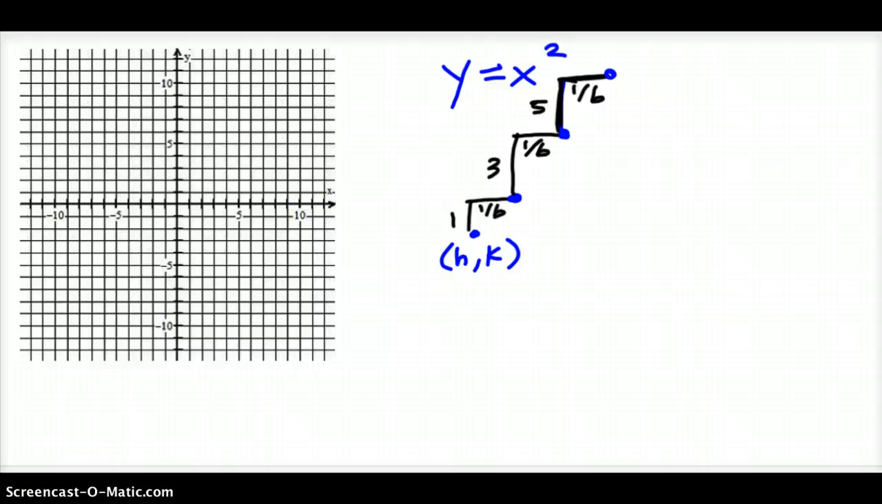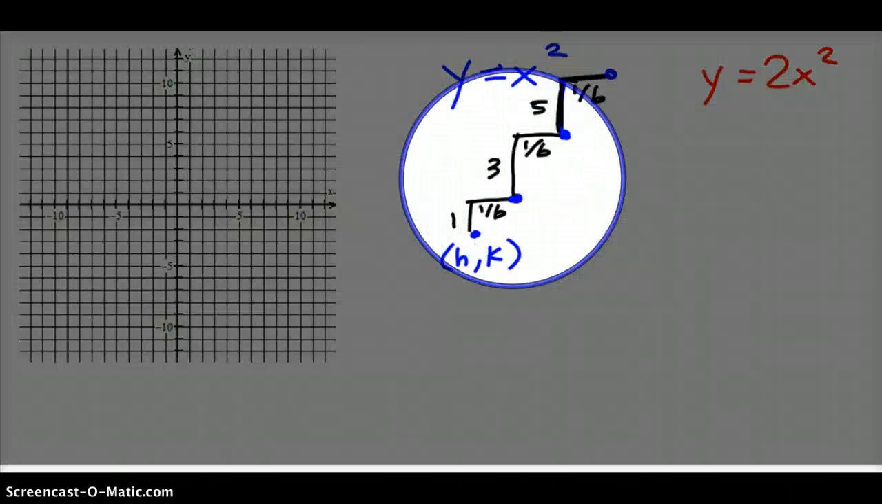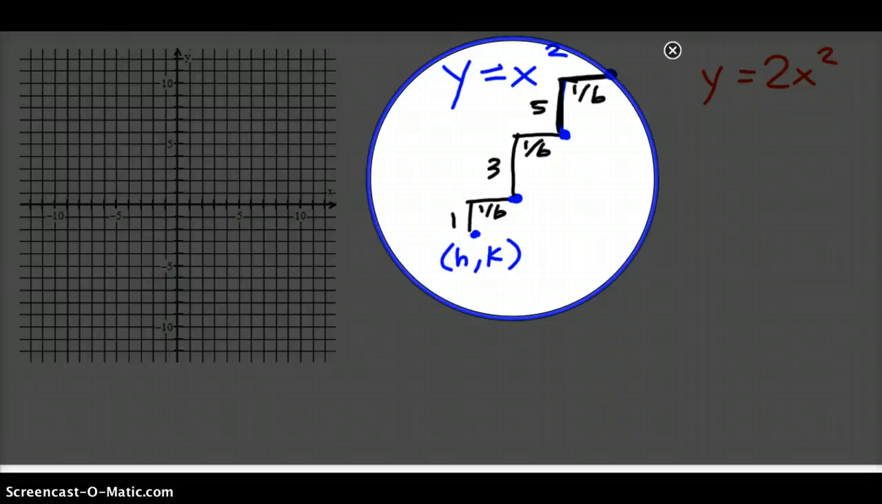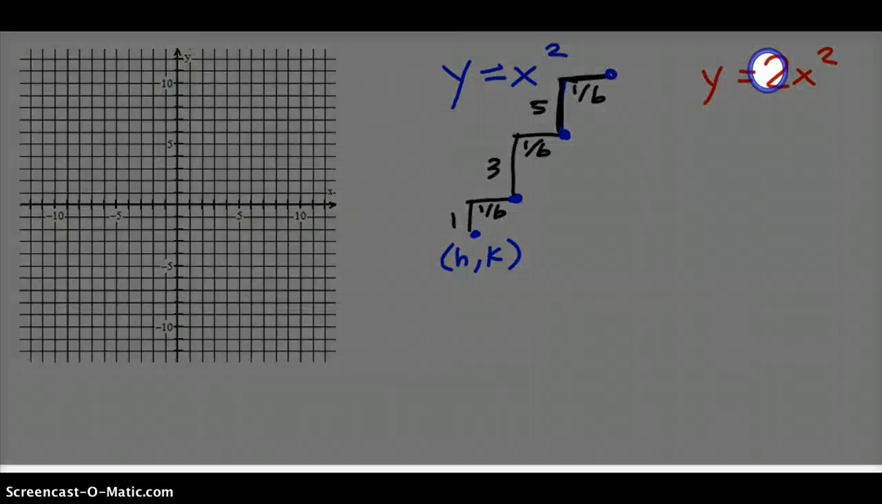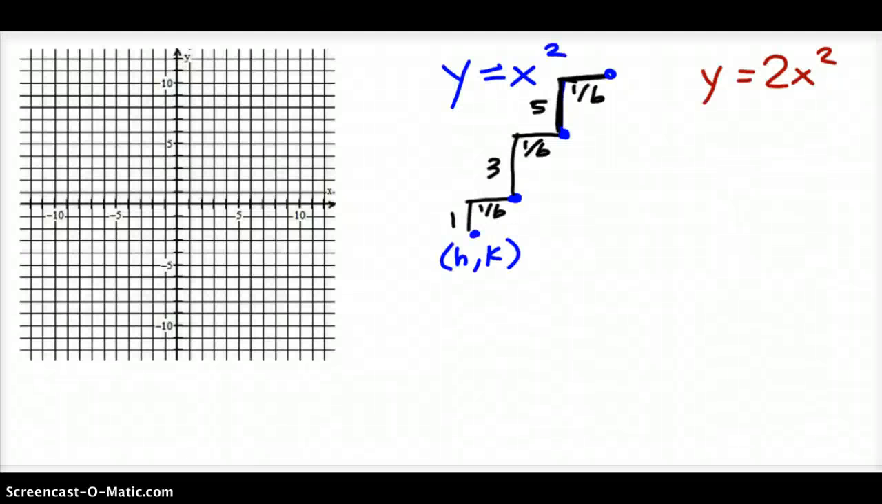The a value affects the graph. For example, if I had y equals 2x squared, we're going to look at how it affects the shift. Because the a value is 2, it's going to multiply the 1, 3, and 5: 2 times 1, 2 times 3, and 2 times 5.